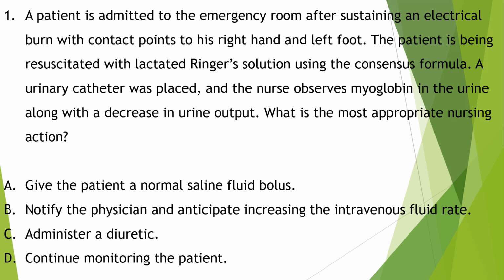So here the patient is having myoglobin in the urine and a decrease in urine output. When myoglobin is present in urine, it will gradually obstruct the renal tubules. So the intravenous fluid rate needs to be increased and the physician needs to be notified.